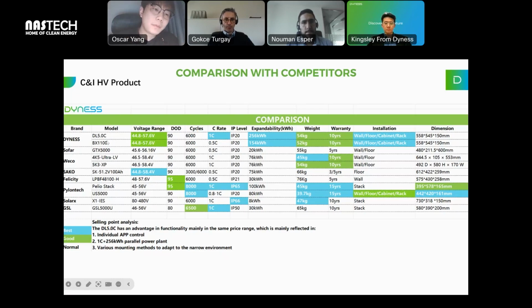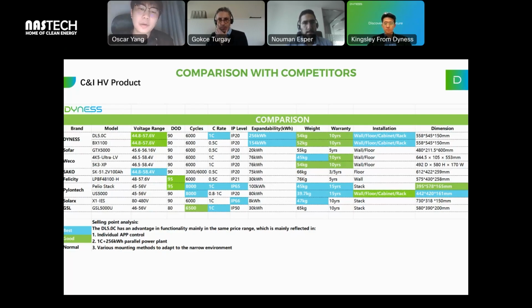Our batteries DL5.0C and BX51100 have very good expandability, which is 256 kilowatt hour and 154 kilowatt hour. For the residential side, the power range is usually from 5 kilowatt hour to maybe 50 kilowatt hour. This is a very typical range for the residential scenario. And for C&I, people usually use 60, 70 to maybe 100, 200 kilowatt hour.